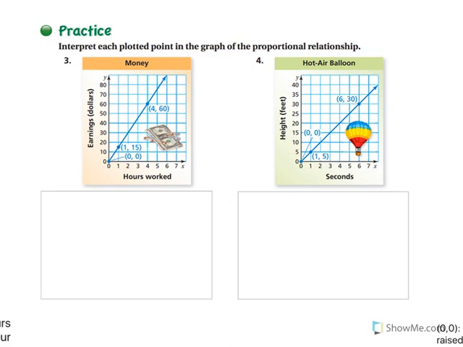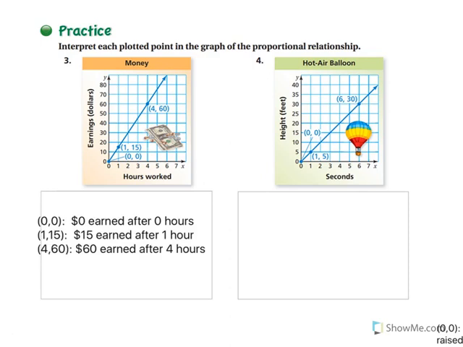Okay, so we're going to try this a little different way this time. I'm going to try to save you a little bit of time so you don't have to watch me type and write everything in. So we are to interpret each plotted point of the graph of the proportional relationship. So we knew that each one of these represented a proportional relationship. As you can see, they go through the origin, so you knew that was the case. So for number 3, we had to look at the 3 ordered pairs, and this is what we noticed.